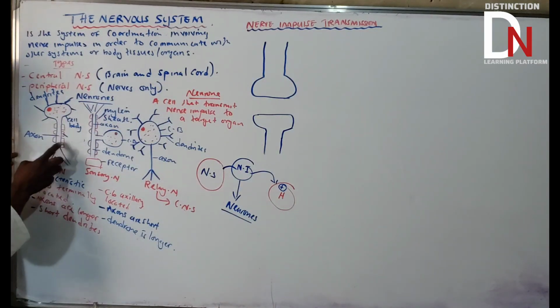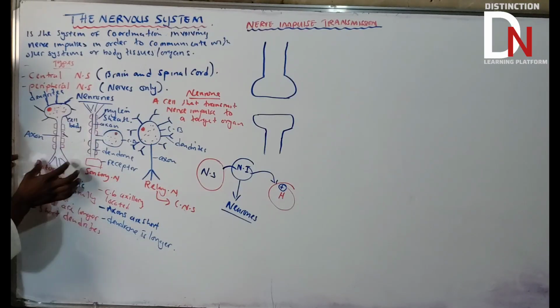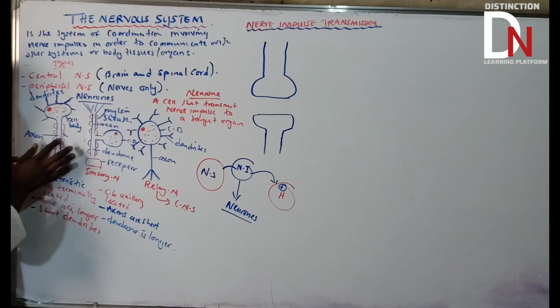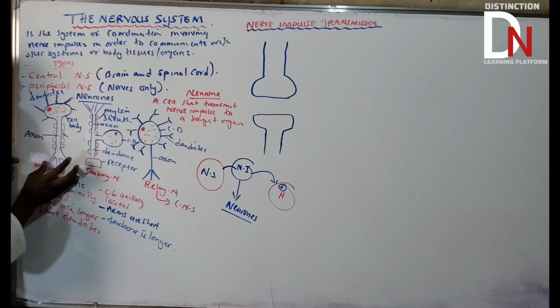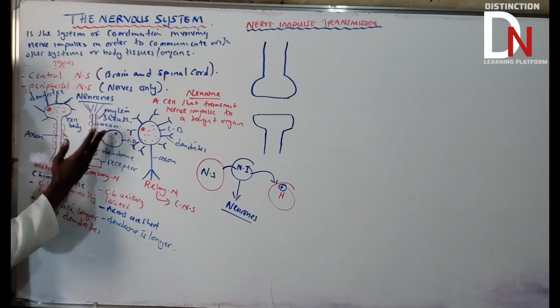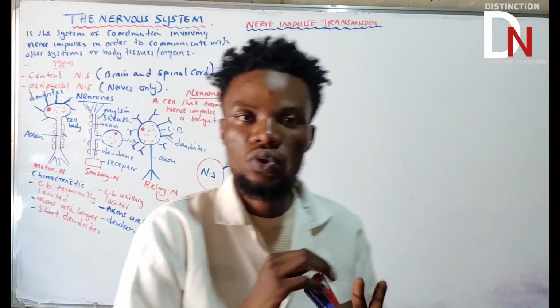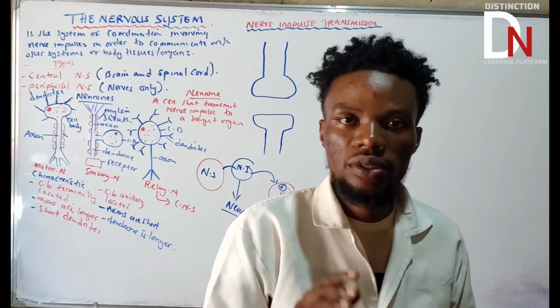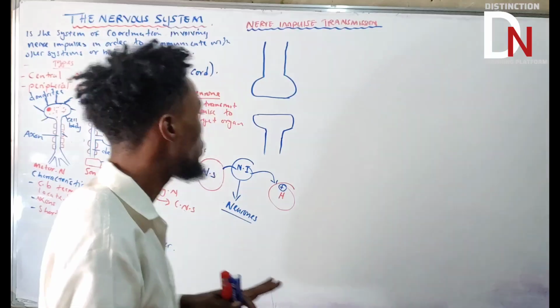This is the tube. It helps to transmit information from the cell body to the effectors. We'll talk about that one, don't worry. So the function of the axon is to get information from the cell body to the effectors. Basically, the function of the axon is to transport electric impulses from the cell body.